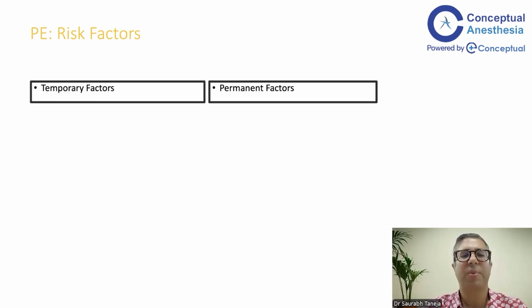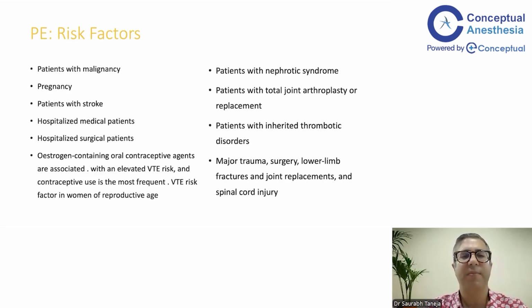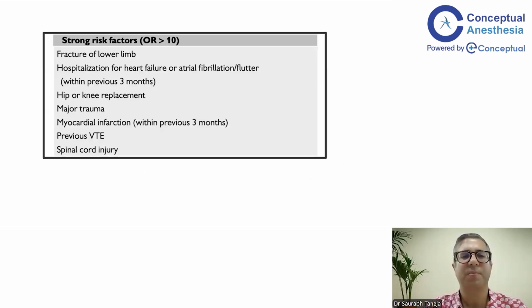Then there can be temporary factors and permanent factors. Try to remember, just enumerating them again: patients with malignancy, pregnant patients, patients on OC pills, patients with total joint arthroplasty or replacements, patients with inherited thrombotic disorders, polytrauma patients, or spinal cord injury patients. So these are the very common risk factors that you can encounter in patients.